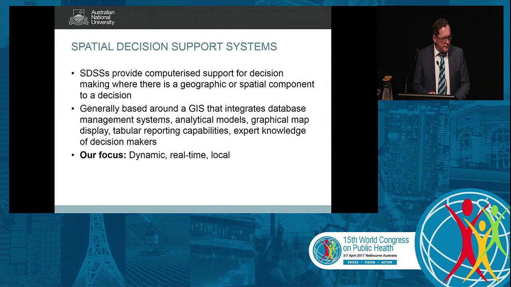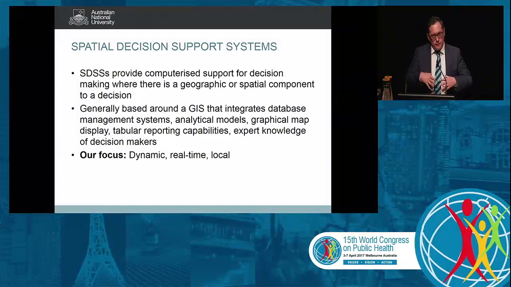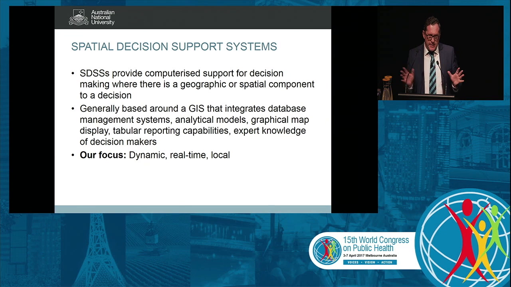There are many different types of spatial decision support systems. They range from national level or even global level systems that might present static maps that might be updated irregularly, right down to local systems that operate in real time and are dynamic. And it's the latter type of system that I've been focusing on in recent years with my research.